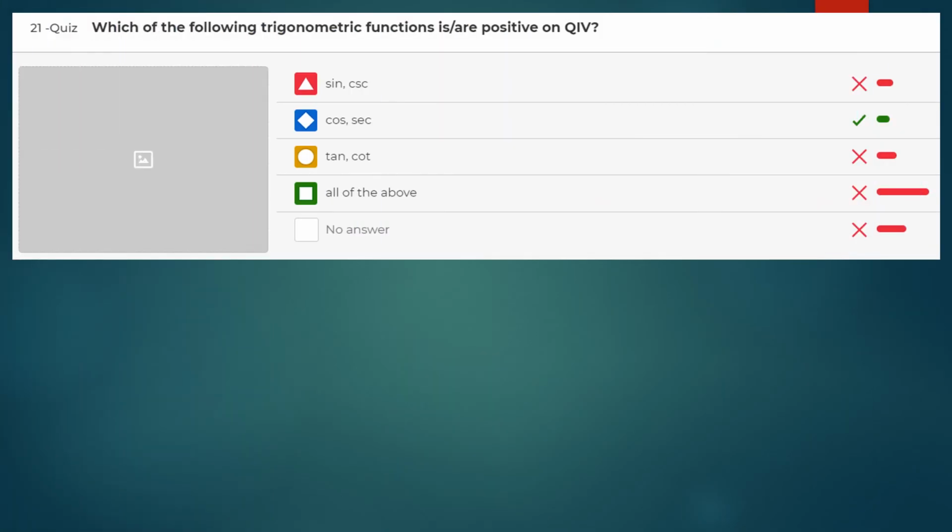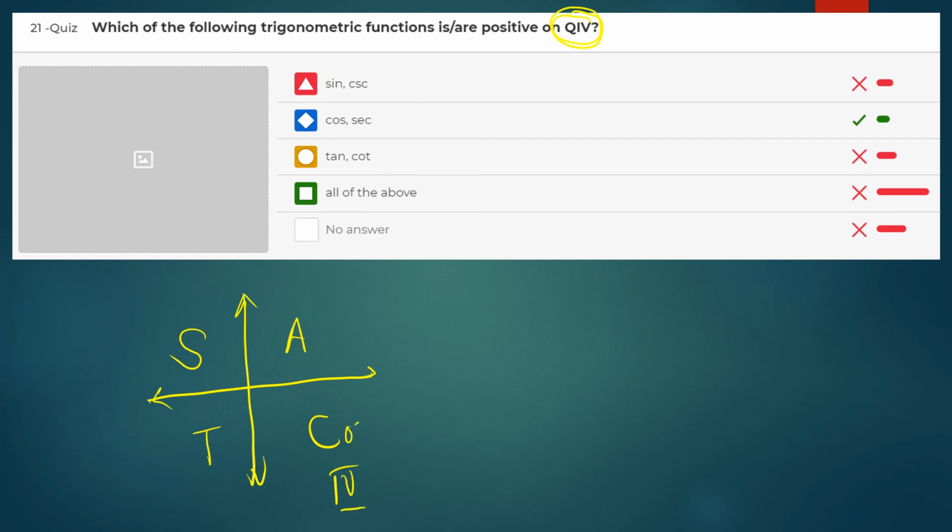Okay, so we have here question number 21. Actually, this is similar to the other question that we have a while ago, no? So with this one, again, we will be having here the acronym ACTS. Okay? So sabi dyan, which of the following trigonometric functions is or are positive on quadrant 4? So if we're going to check quadrant 4, C here stands for cosine and its reciprocal identity, which is secant. Okay, so the answer here will be this one, cosine and secant.